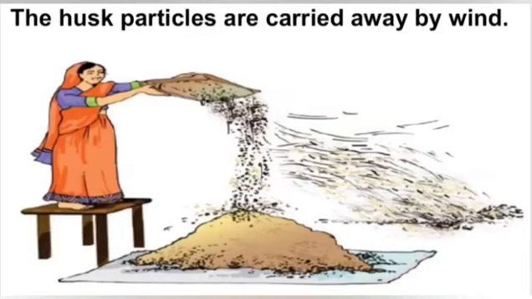This picture shows the winnowing process. In this picture you can see the husk particles are carried away by wind. It means the husk particles are separated from the grains with the help of wind. It means for separating the heavier and lighter components of a mixture we can use this method.